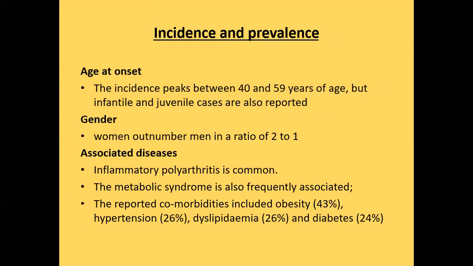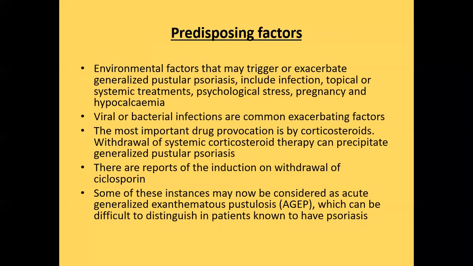Incidence peaks between 40 to 59 years, but infantile and juvenile cases have been reported. Women outnumber men by 2 to 1. Associated diseases include inflammatory polyarthritis and the metabolic syndromes: obesity seen in 43%, hypertension 26%, dyslipidemia 26%, and diabetes 24%.